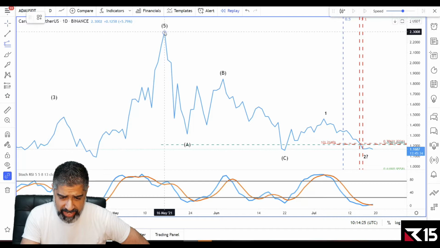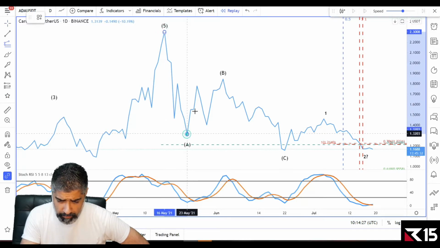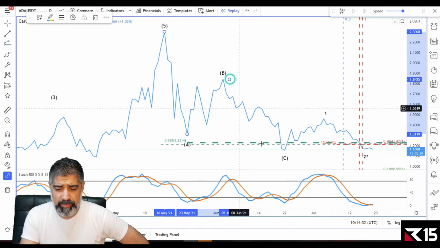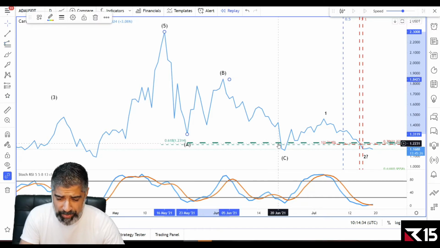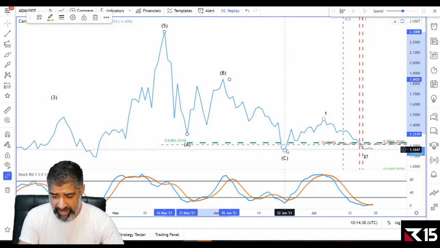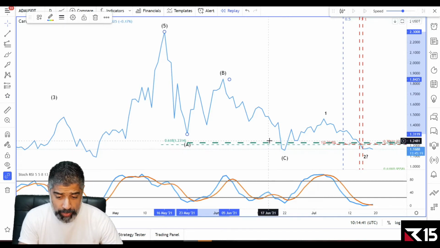We're going to measure what looks like a wave A, and project forward wave B. And the minimum for a wave C is this 62%, and it's in that region. So that gives us a bit of extra confidence to say this has a reasonably high probability to hold as the low.